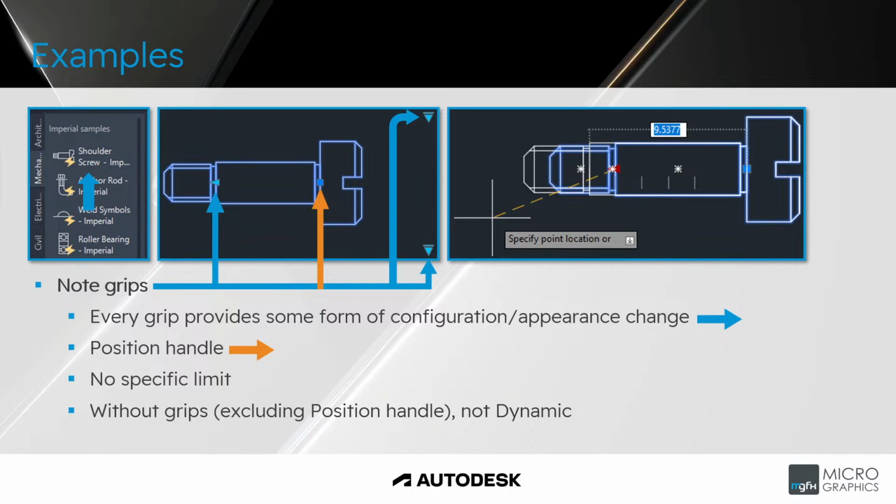If you place one of these blocks and they don't have any grips, excluding the position handle, it's not a dynamic block. Do keep that in mind. Always look for that little lightning bolt, and that will quickly tell you whether or not it's a dynamic block.